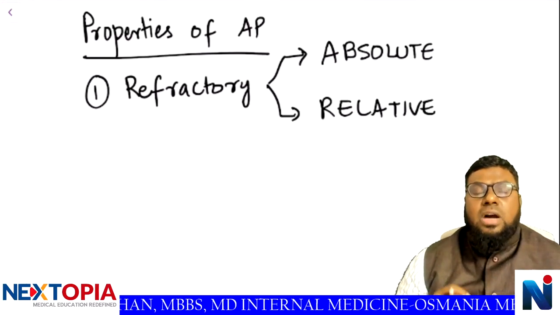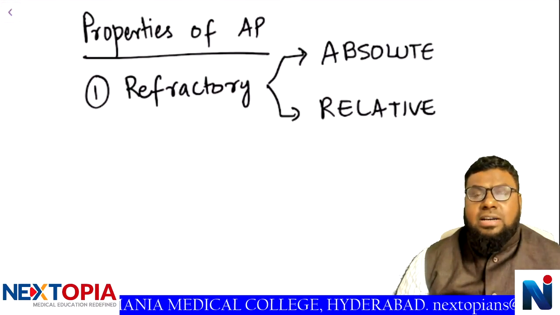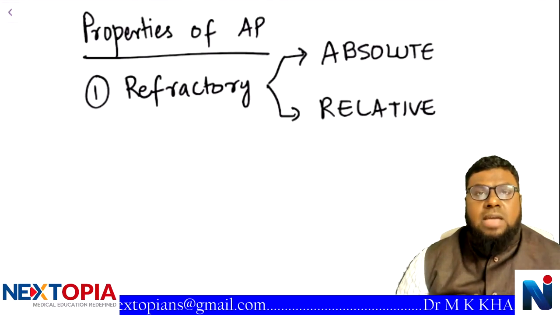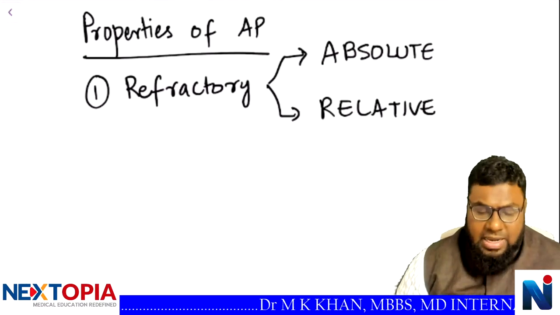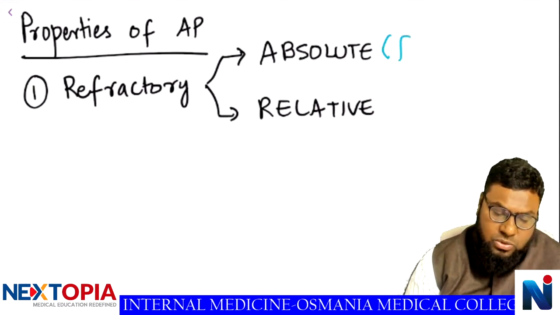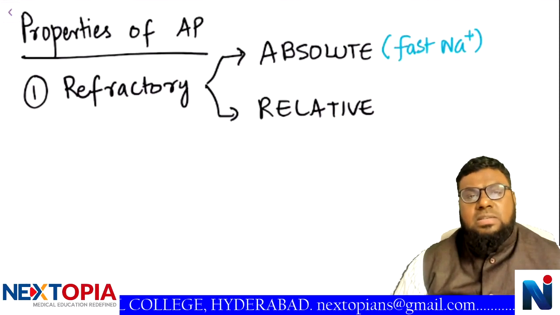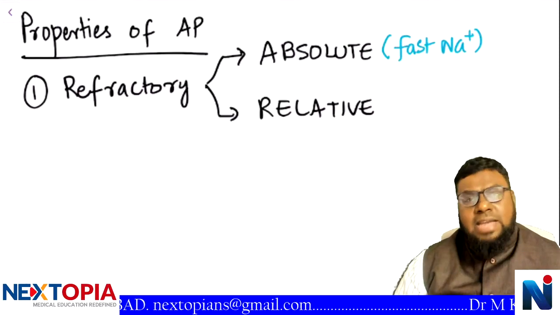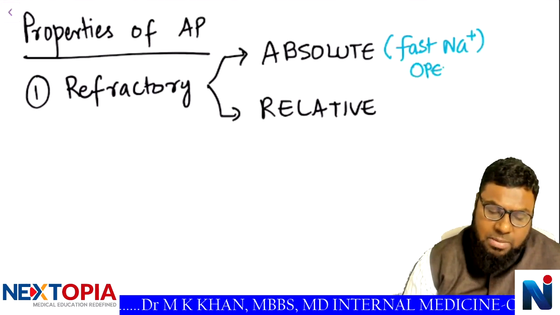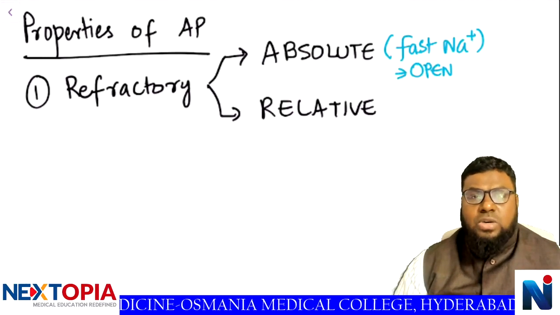I repeat, no matter how strong the stimulus is, second action potential never generates. This is called as absolute refractory period. It cannot induce a second action potential. The mechanism underlying this absolute refractory period is the fast sodium channels. It is because of the fast sodium channel activated state. Because of this, no matter how strong the stimulus is, the open activated or open inactivated state, both are responsible. The open mode of fast sodium channels is responsible for the absolute refractory period.